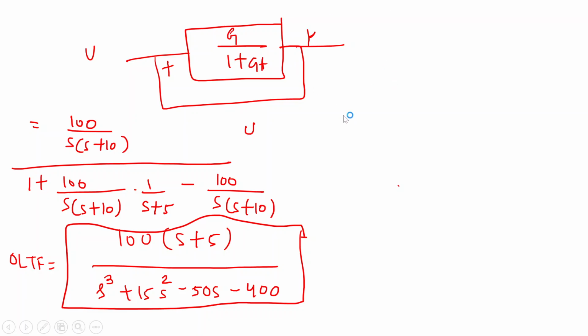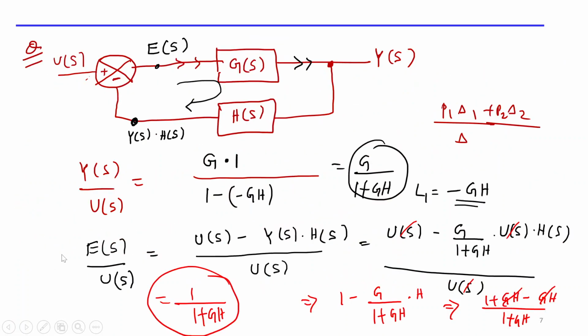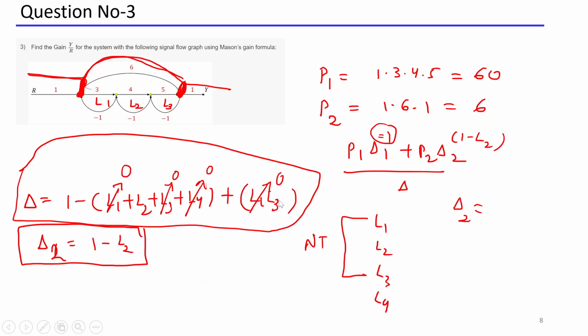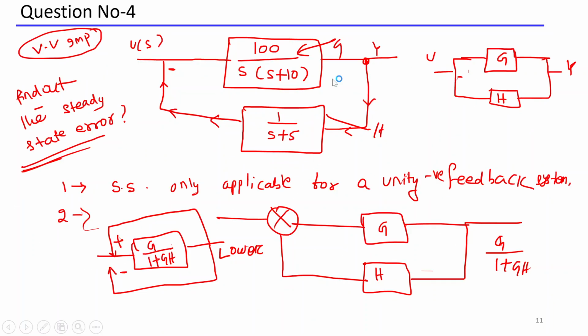I already did it in the last slide. You just see here. Here I have already written what is E of s divided by U of s. E of s by U of s is 1 by 1 plus GH, right? Then in this example, you find out directly what is E of s divided by U of s. But you know, in Mason's gain formula you can solve this question.